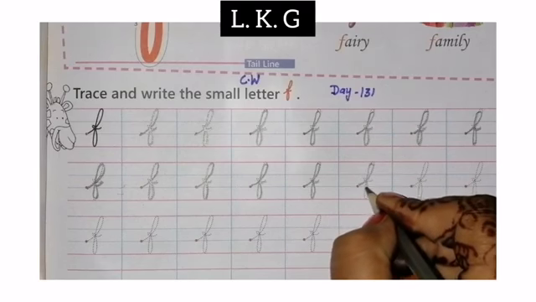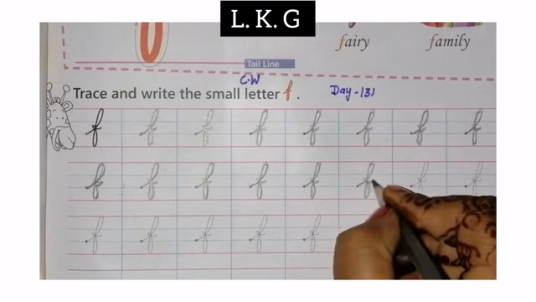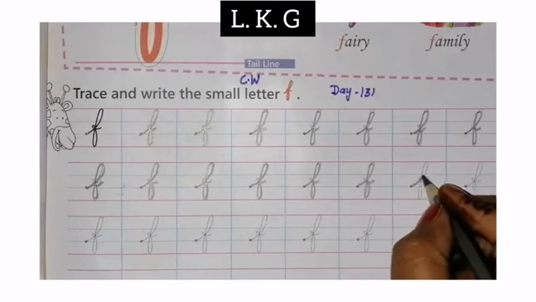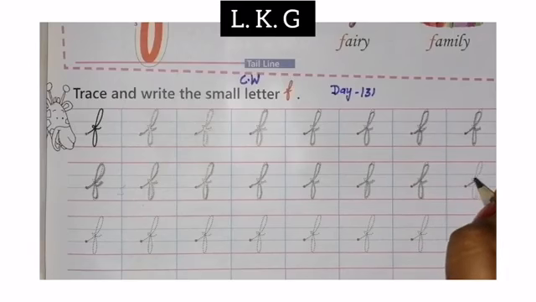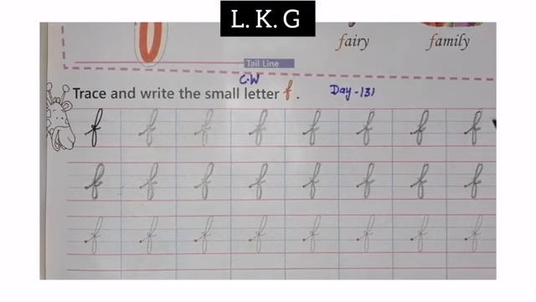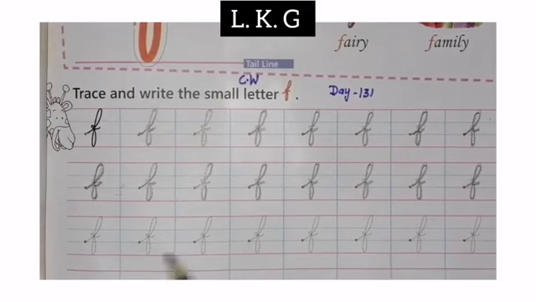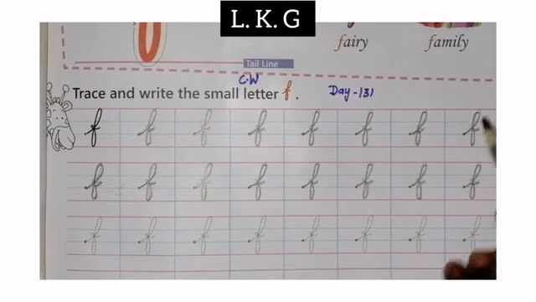F for fish. Always speak and write. F for frog. F for fish. Okay, done. 2 lines as classwork, 1 line as homework.